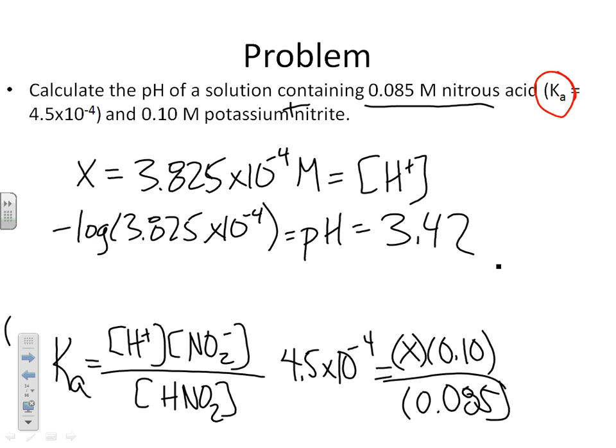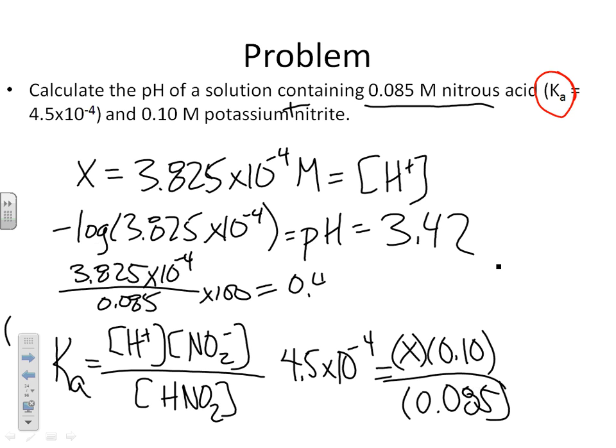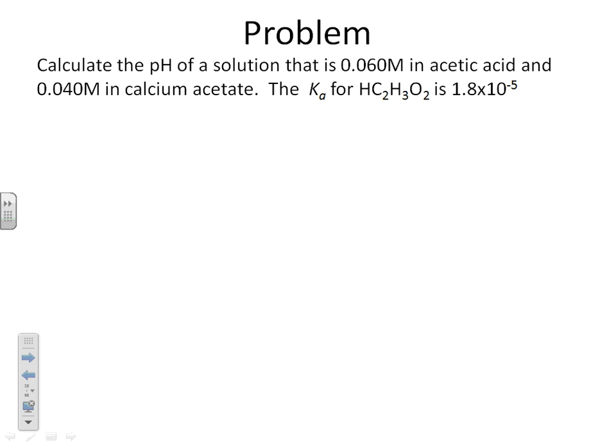So the smaller number that we compared X with was the 0.085. So I'm going to take my 3.825 times 10 to the minus 4th, divided by that 0.085, multiply that by 100. If it turns out to be less than 5%, we're good. And it does. It turns out to be 0.45%. So that's our check, and everything is cool. So that's the common ion problem. Basically, the common ion problem is starting with a certain amount of product already in solution.